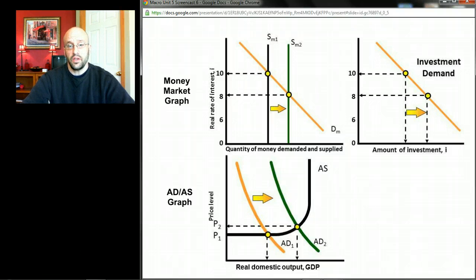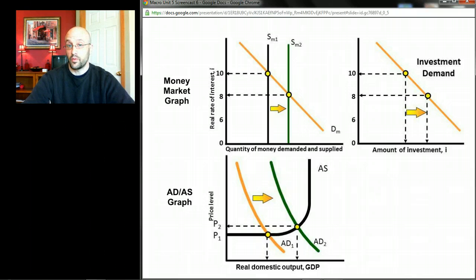As that supply of money shifts to the right, you'll notice that interest rates start to drop. Go over to the graph on the upper right-hand corner. As interest rates drop, let's say from 10 to 8%, the quantity of investment goes up. Likewise, the quantity of consumption spending, C, will go up as well. And as investment goes up, that raises aggregate demand, pushes it to the right, and that raises the level of GDP and employment in the economy.